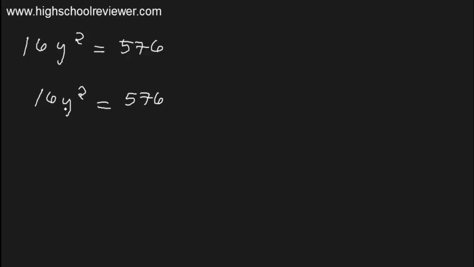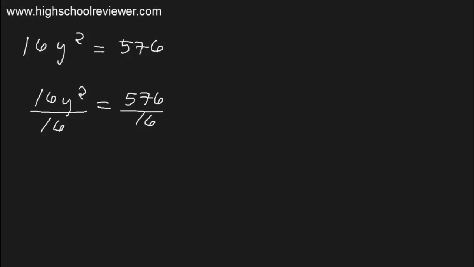Solving quadratic equations by extracting square roots. Our next problem, we have 16y squared is equal to positive 576. To solve this, we first need to separate 16 from 16y squared. So we have 16y squared equals 576. To separate 16 from 16y squared, divide both sides of the equation by 16.